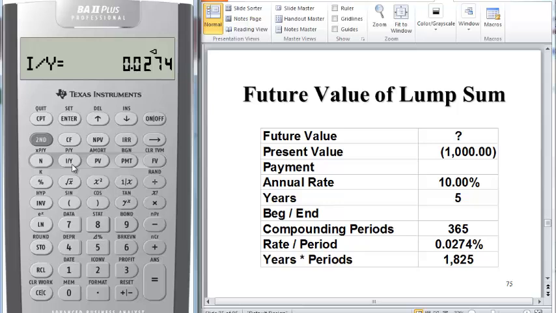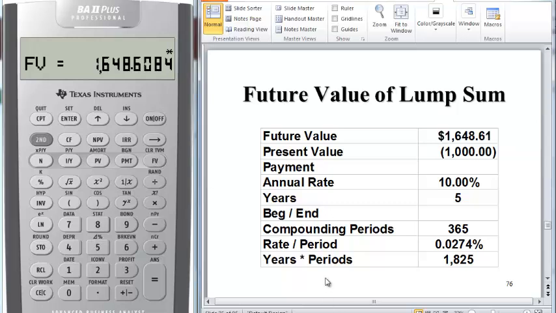Next, how many days are there in that period? I'm going to take 365 and I'm going to multiply that times 5 years, drop that right into my N. Now compute for future value, and what do I get? $1,648.61.